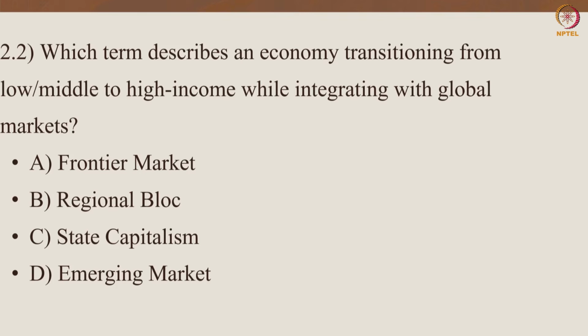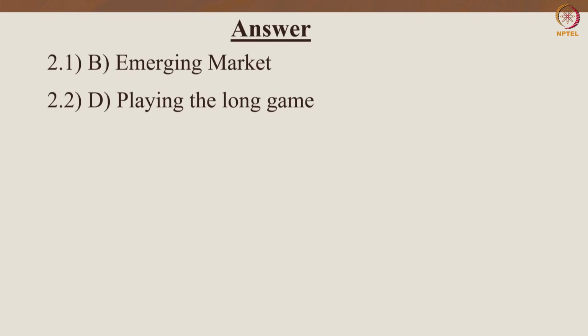Next, which term describes an economy transitioning from low or middle to high income while integrating with global markets? Your choices are A, frontier market. B, regional bloc. C, state capitalism. D, emerging market. And here are your answers.